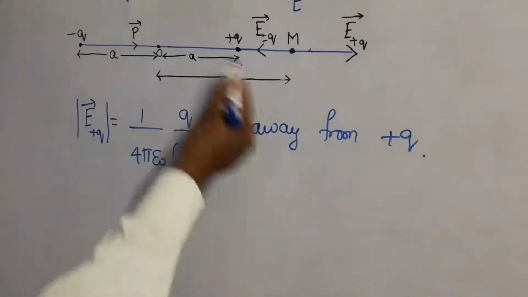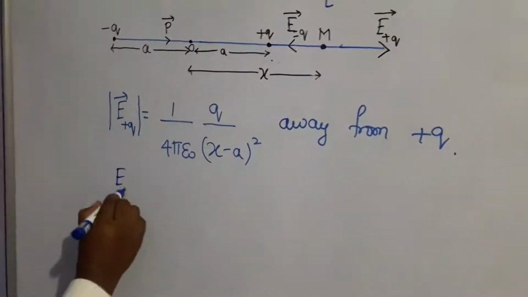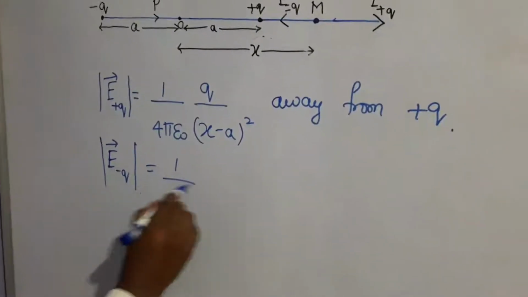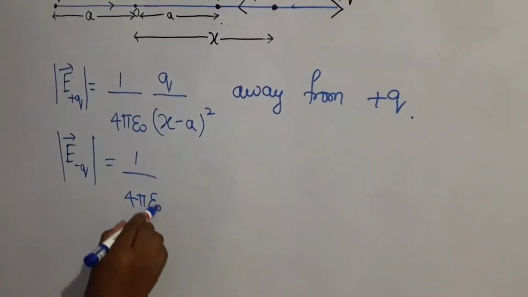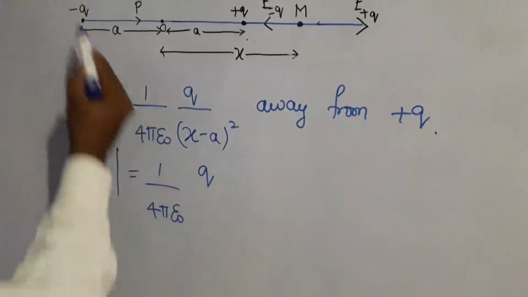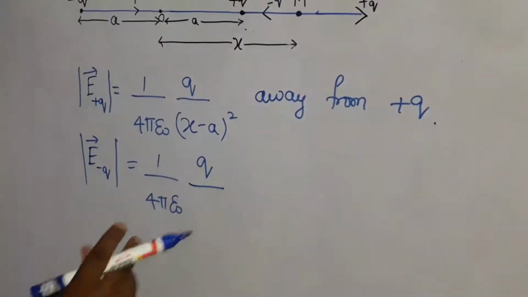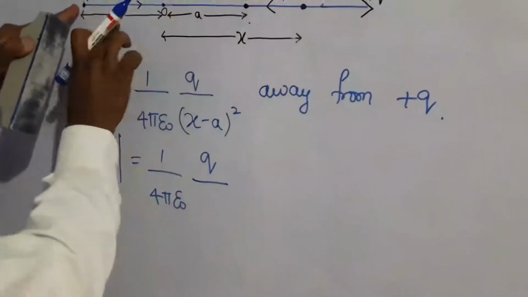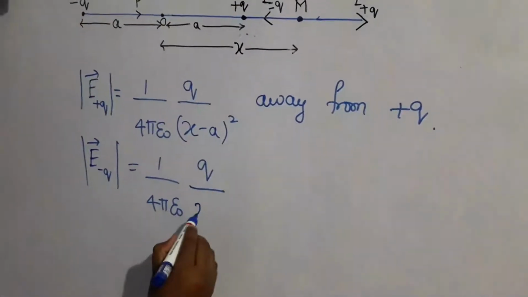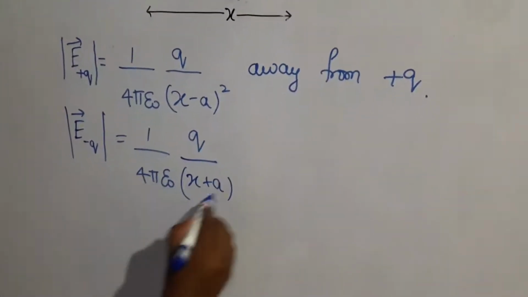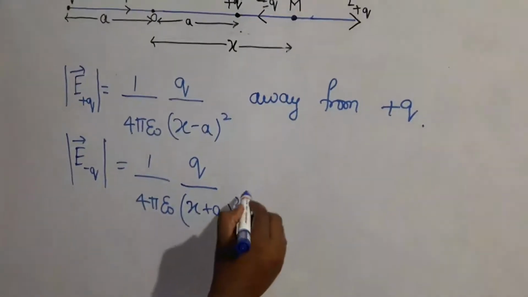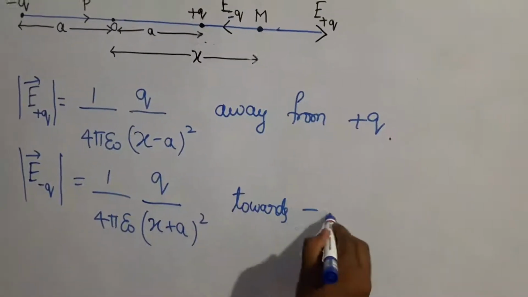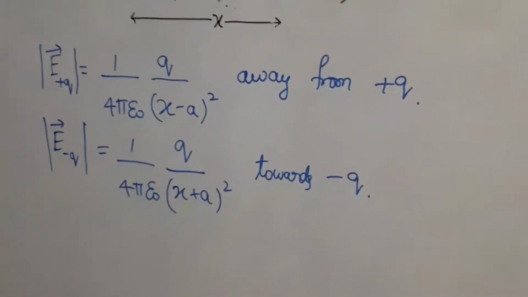In the same way you take it for the minus q. What you will get? E minus q vector magnitude will be 1 by 4 pi epsilon naught q by, the magnitude we are taking, that's why I am neglecting the negative sign. Now the distance between minus q and M will be x plus a, x plus a whole square. This will be towards minus q, right? Towards minus q.